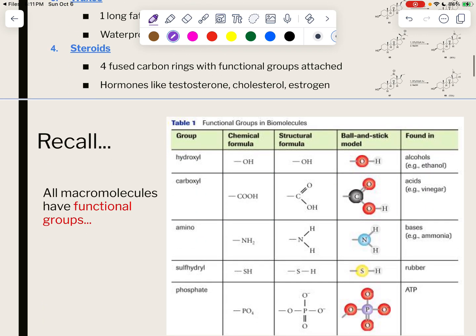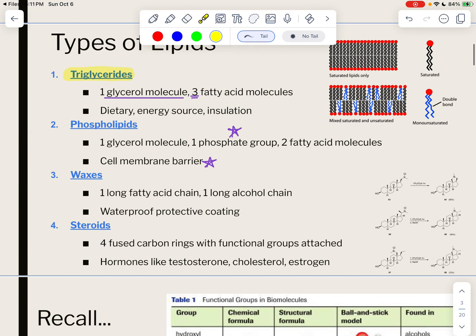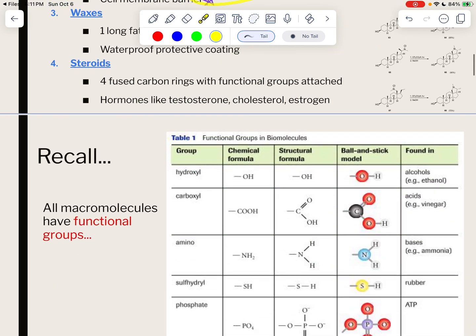So here's our functional group chart that you're going to eventually need to have down. You are going to be looking for some of these functional groups in various macromolecules. We've already really honed in on the hydroxyl groups. And we did try to spot in amino acids, carboxyls, and amino groups. Phosphates, I already mentioned, you are going to need to be able to recognize. Phosphates are going to be in phospholipids.